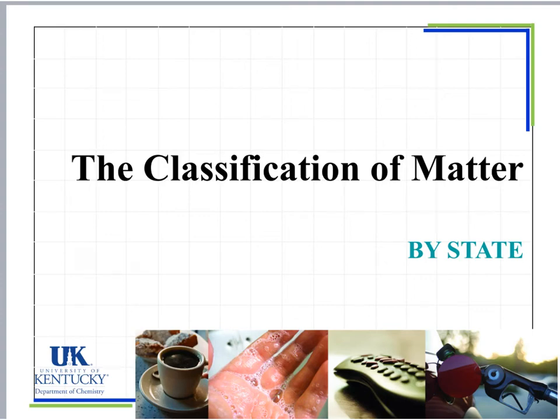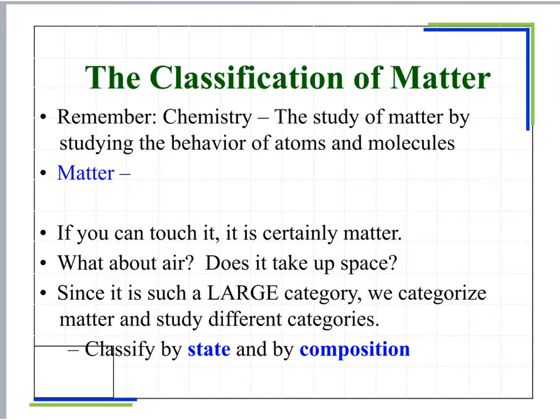Okay, so in the previous video, we talked about the scientific method and we came up with the word matter. So in this video, we are going to talk about the classification of matter. As we talked about, chemistry is the study of matter, and it's the study of matter by studying the behavior of atoms and molecules. So once again, what is matter?